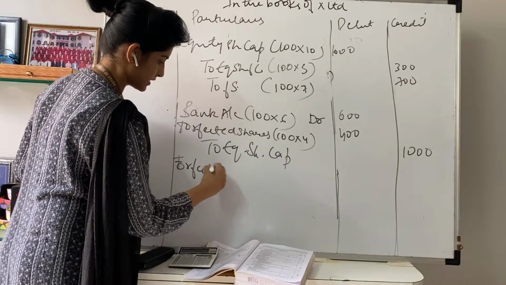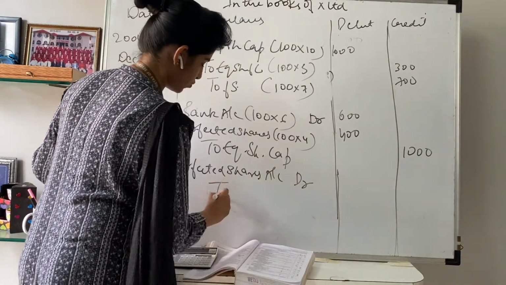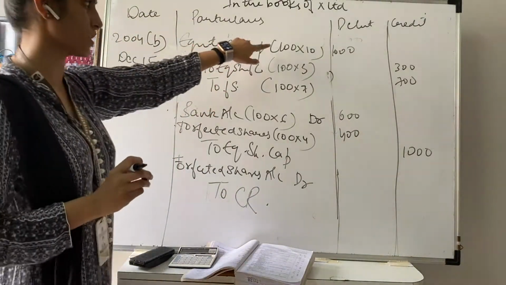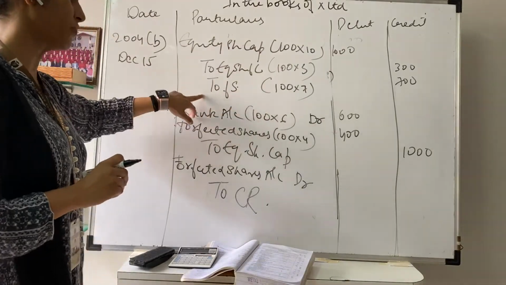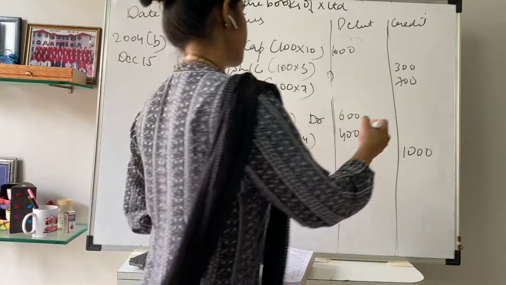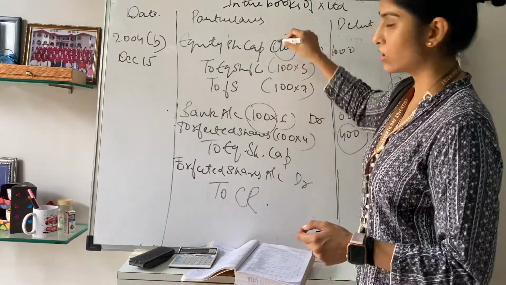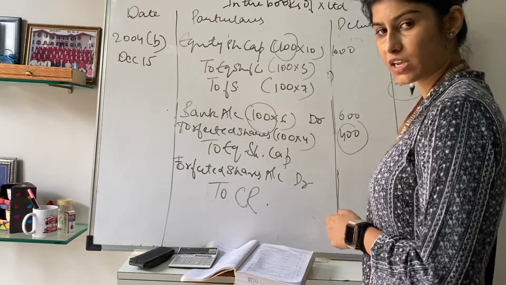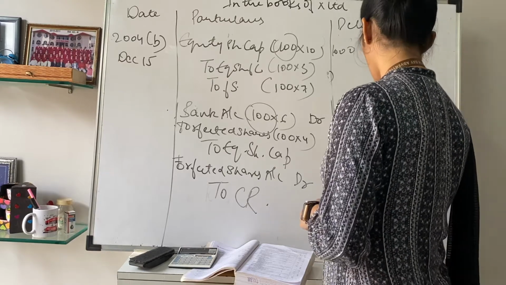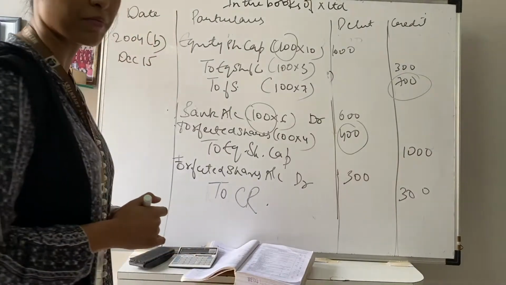Forfeited shares account debit to capital reserve. Now check your reissued and forfeited shares. Both are 100 and 100. Your forfeited shares here is 700. Here it is 400. First of all, always check this part: the shares should be the same. Only then can we write the difference. 700 minus 400 will be your 300. So this is your subpoint B. You can make a note of this.